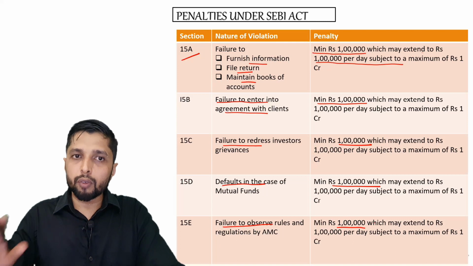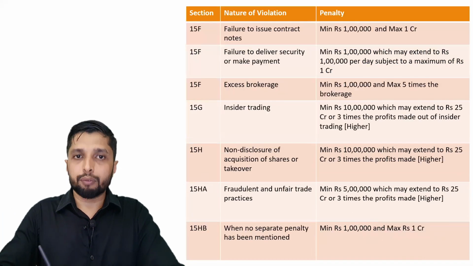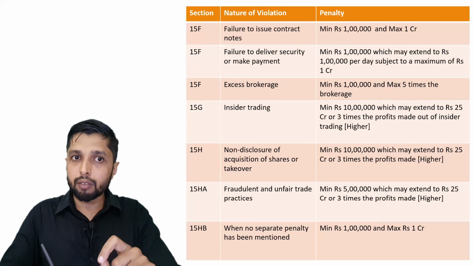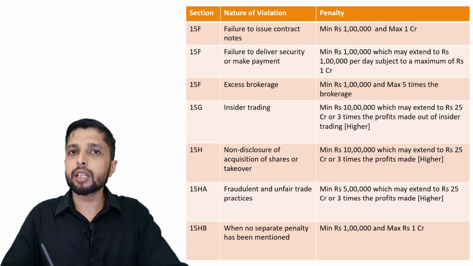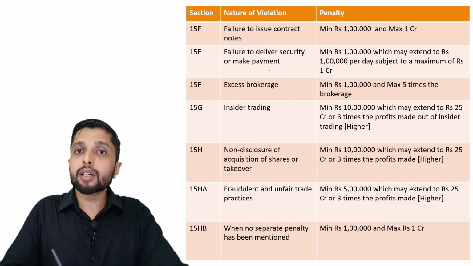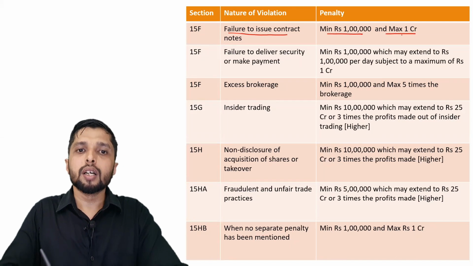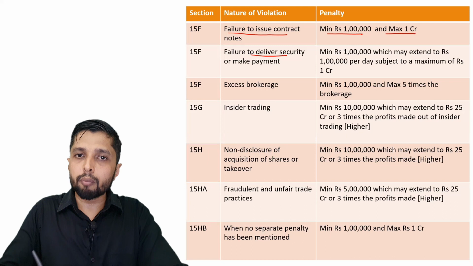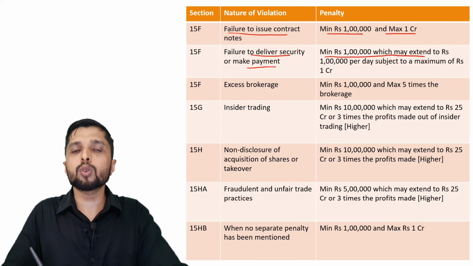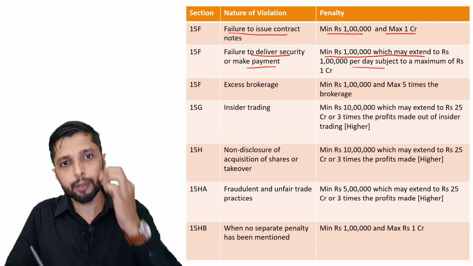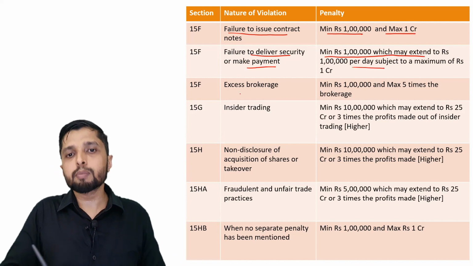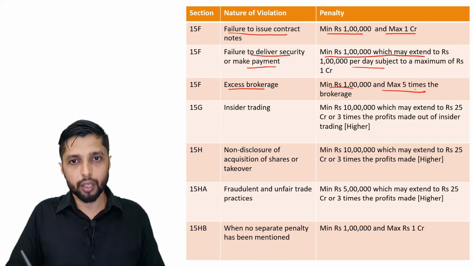Okay, now we will move to section 15F. There are three subsections in 15F or three specific conditions under 15F, which is related to stock brokers. Failure to issue contract note, minimum 1 lakh, maximum 1 CR. Failure to deliver security or make payment, 1 lakh, which may extend to 1 lakh per day subject to maximum of 1 CR, the same penalty. Then charging of excess brokerage, minimum rupees 1 lakh, maximum 5 times the brokerage.